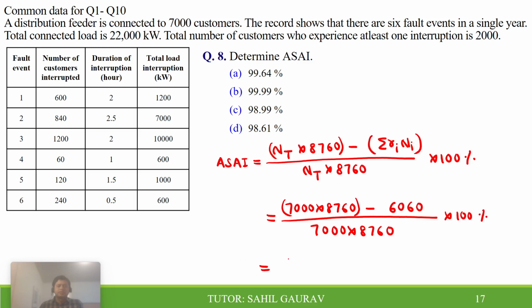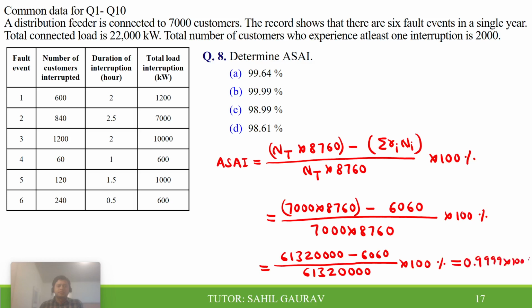So just do the calculation. It will come as 6132000 minus 6060 divided by 6132000 into 100. If you do the simplification, you will get 0.999 into 100%. So it will give you 99.99%. Therefore, B is the correct answer.